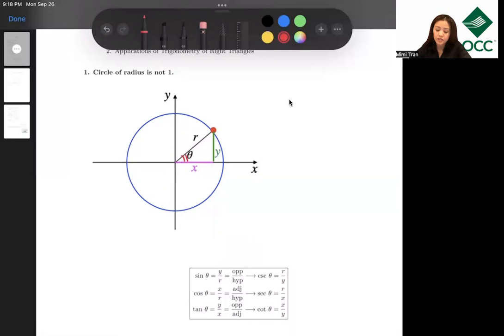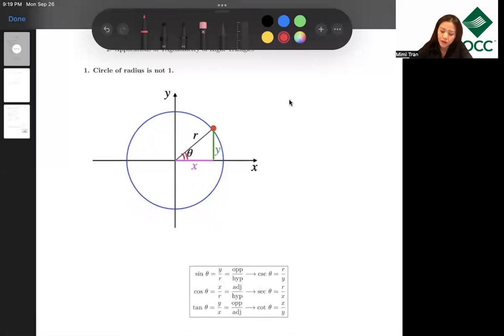The angle is called theta. And then the two legs, y and x. Y is the sine value, sometimes people call it the height. The x is the cosine value, sometimes we call it the width, right? So you might have heard the expression SOHCAHTOA, right? So let me write it down here. SOHCAHTOA.